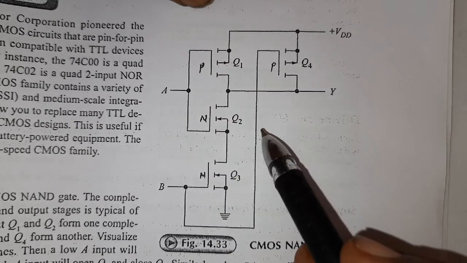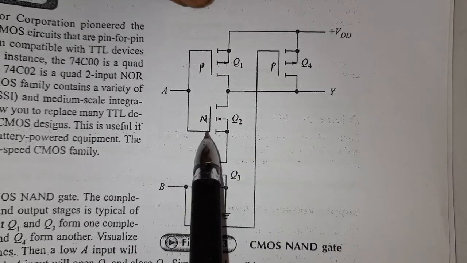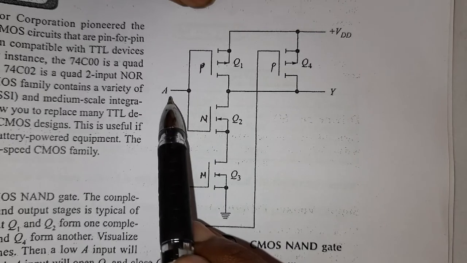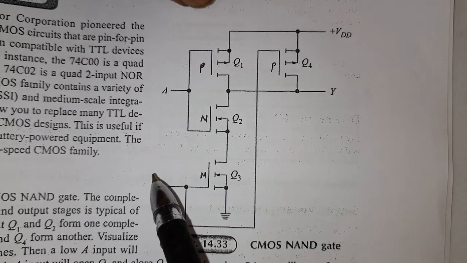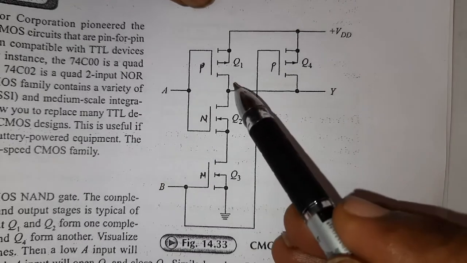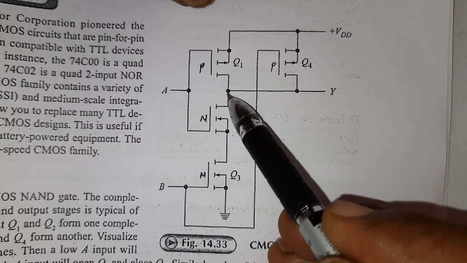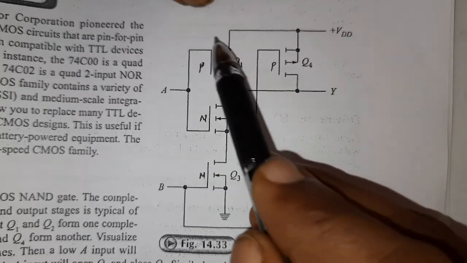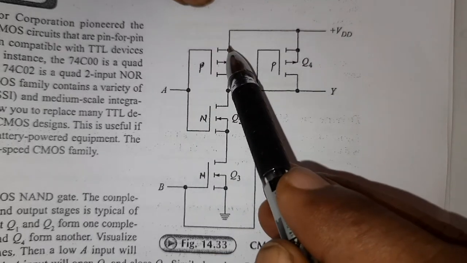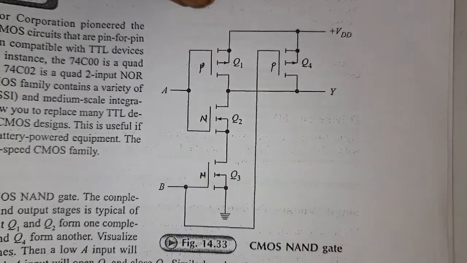What is the restriction? The gate must be common. Yes, it is a common gate. And drain of one should be connected to source of the other. Drain of one is connected to source of the other. Therefore, here is the connection. They are in series. Therefore, it forms a complementary pair, that is CMOS.